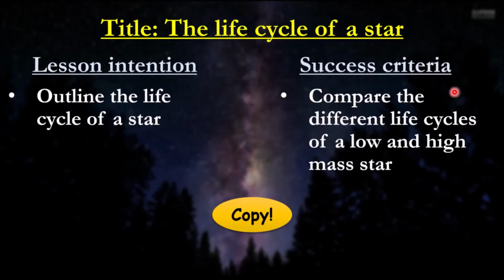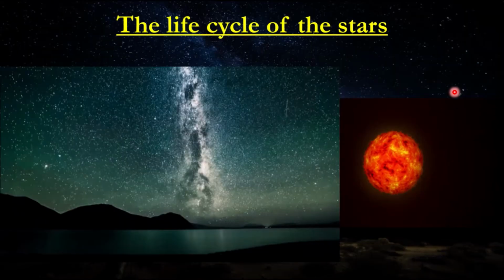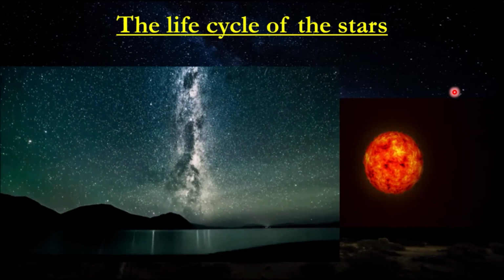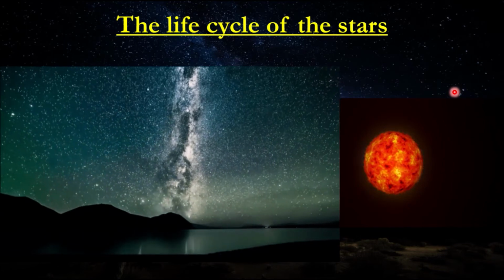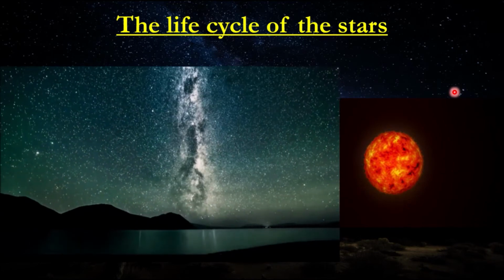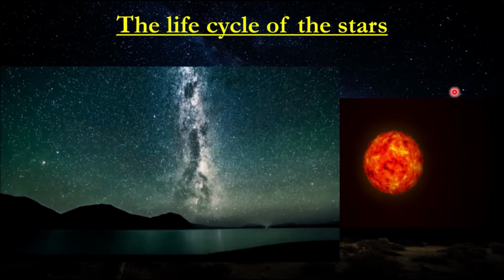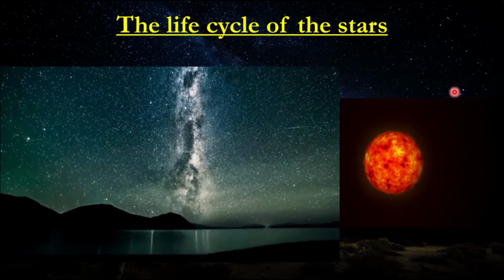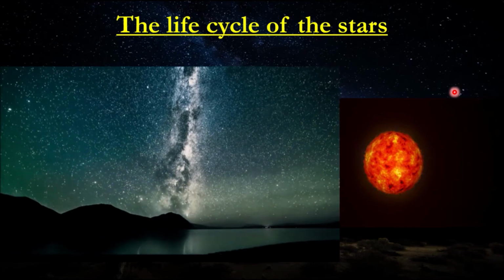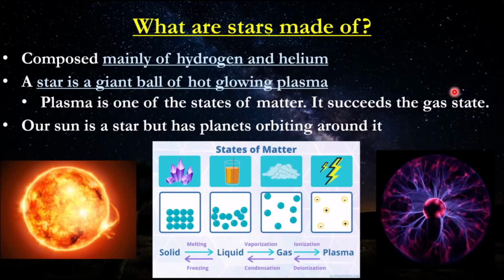The lesson intention is to outline the life cycle of the star, and our success criteria is to compare the different life cycles of a low mass star and a high mass star. So, just to begin on our journey with the life cycle of stars, we're going to look at all the different stages, and then we're going to also look at how, when stars die, how differently they actually go through that passing on the torch.